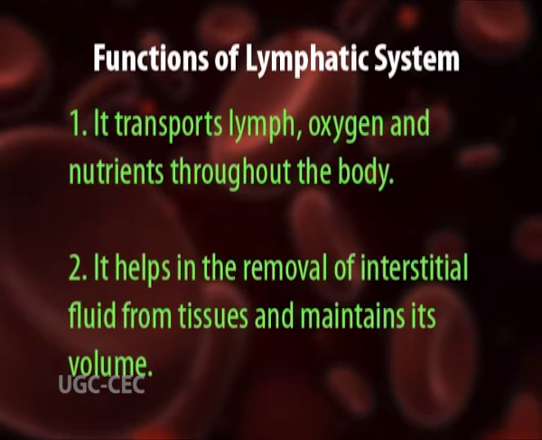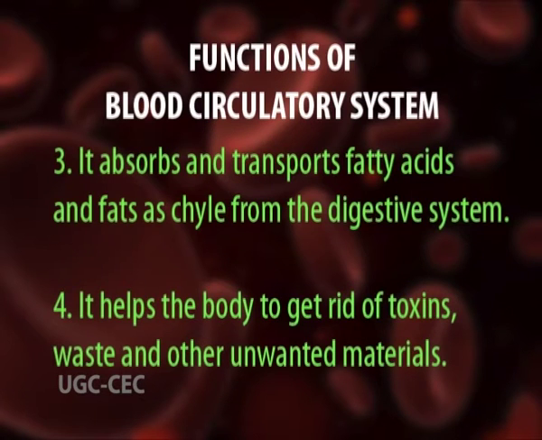The lymphatic system has multiple interrelated functions. It transports lymph, oxygen and nutrients throughout the body. It helps in the removal of interstitial fluid from tissues and maintains its volume. It absorbs and transports fatty acids and fats as chyle from the digestive system. It also helps the body to get rid of toxins, waste and other unwanted materials.